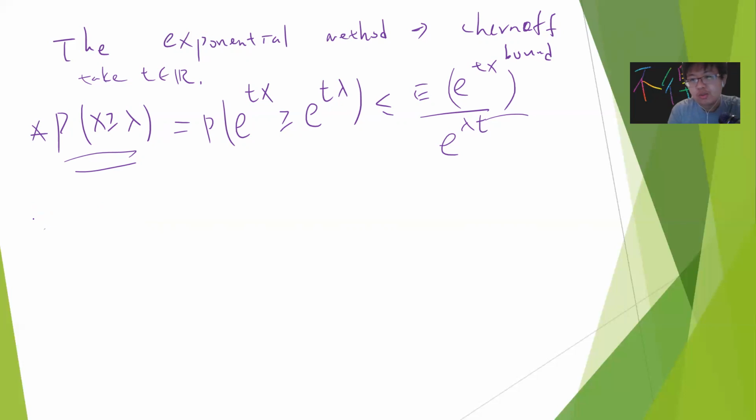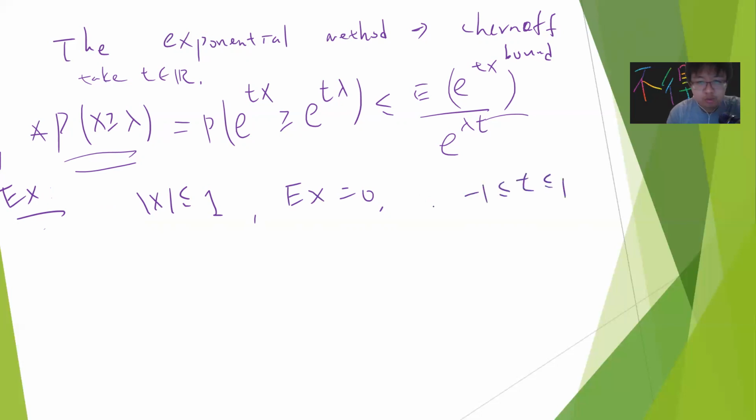But you can do some simple cases, so let's do a simple case. Suppose you have some random variable x with absolute value less or equal to 1, which you shift to have mean 0, and you take t between 1 and -1. You can prove this lemma, which is very simple: the expectation value of exponential tx is less or equal to exponential t squared times the variance of x.